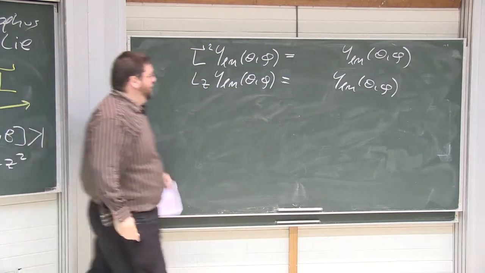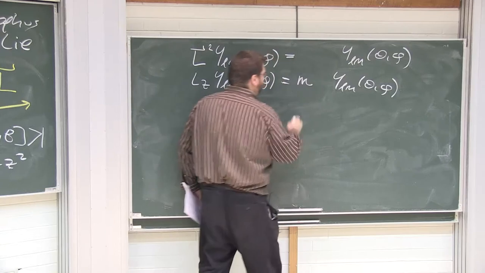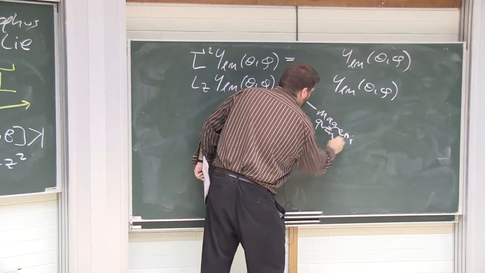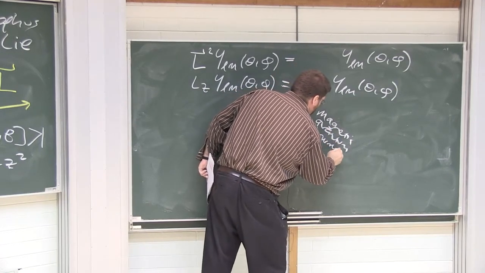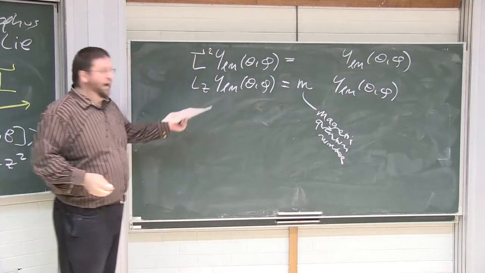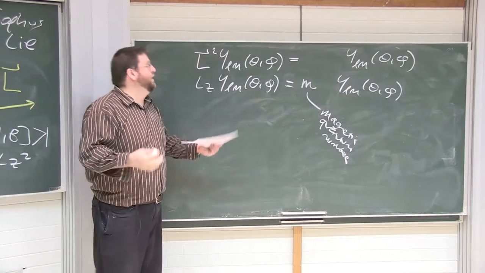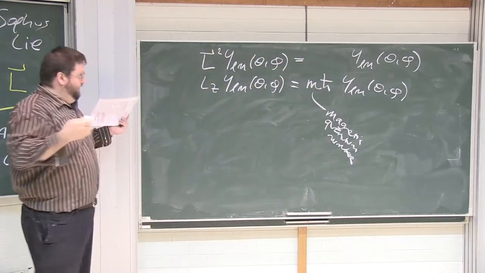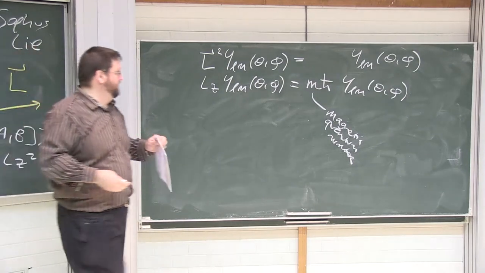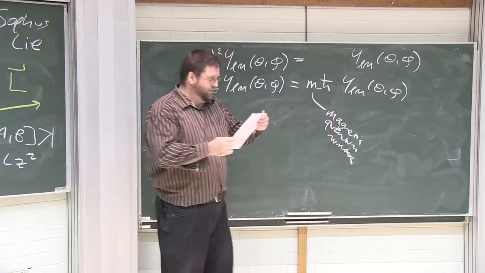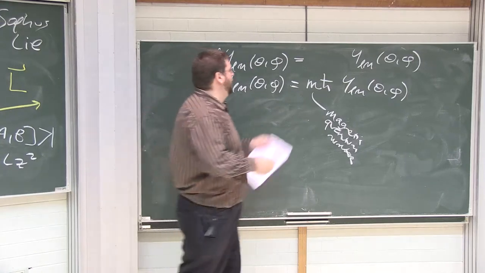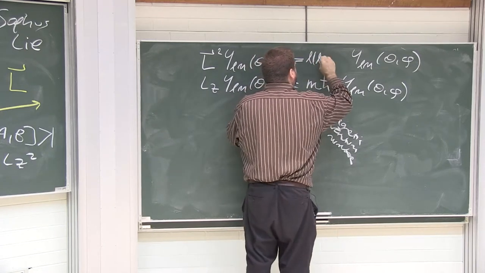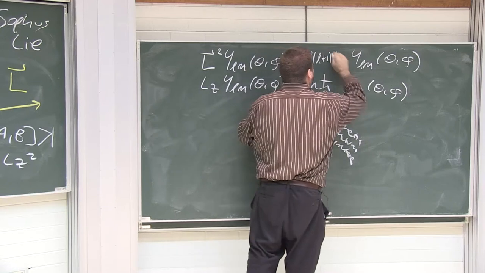Now, let me give the eigenvalues a name. I want to call this eigenvalue M, and that's going to be called the magnetic quantum number. Now, purely for convenience, I can call this eigenvalue whatever I want. I can call it M, I can call it P, I can call it Q, I can call it M times h-bar. This just involves a rescaling of the eigenvalue. There's no loss of generality in putting an h-bar here, and this is put in for convenience. Similarly, I can call this eigenvalue whatever I want. It turns out to be convenient to call it L times L plus 1 times h-bar squared.